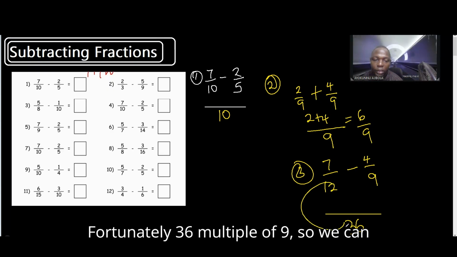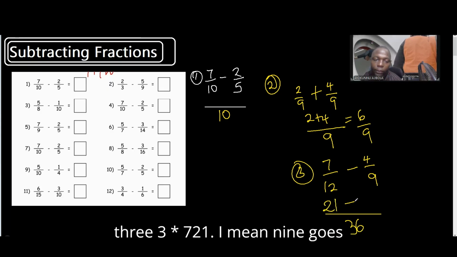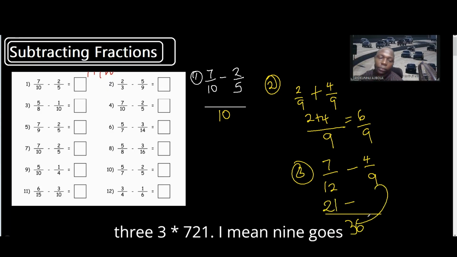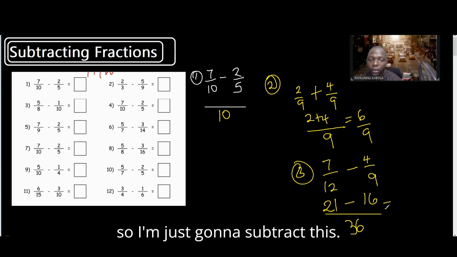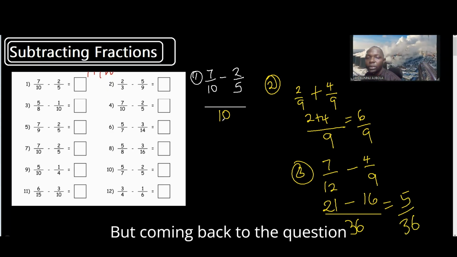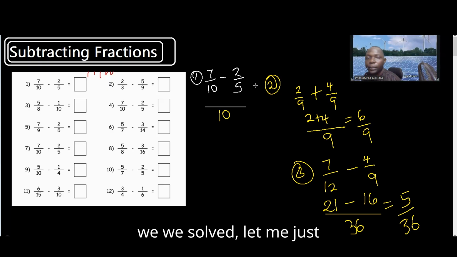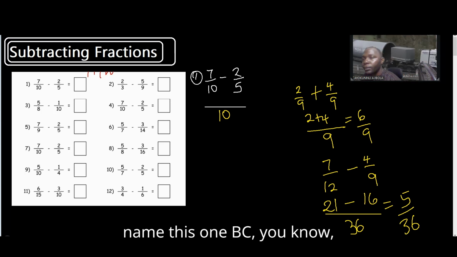How many 12 goes here? That's 3. 3 times 7 is 21. How many 9 goes here? That's 4. 4 times 4 is 16. So I'm just going to subtract this. You have 5 over what? 36.